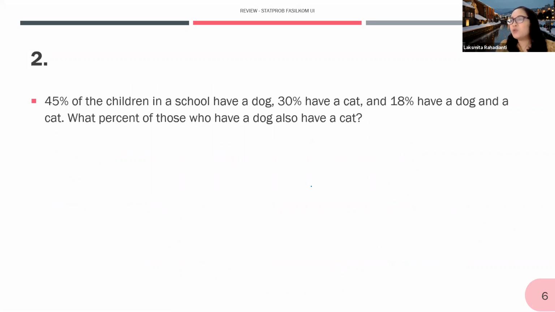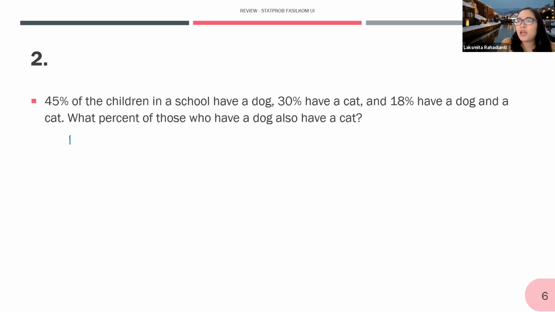45% of children in the school have a dog, 30% have a cat, 18% have a dog and a cat. What percent of those who have a dog also have a cat? So be careful with wording here. So let's first translate this into the correct statistical notation. That's the first step that you need to do.